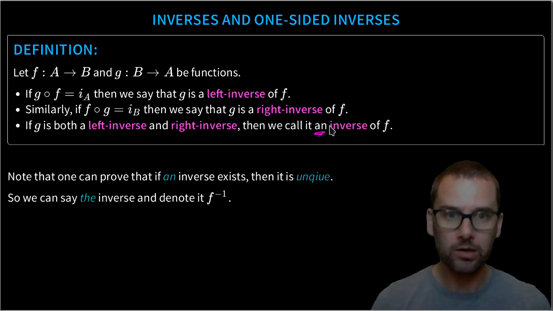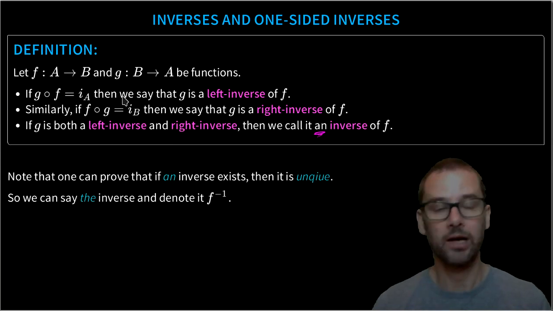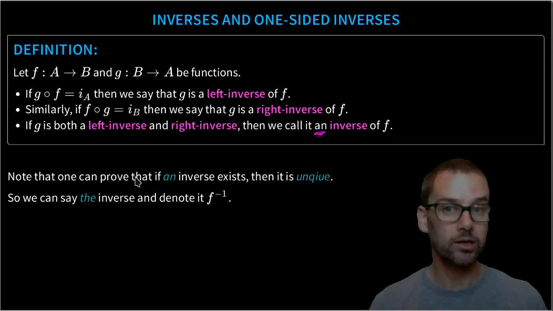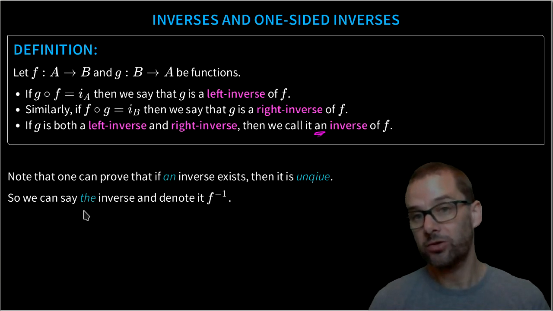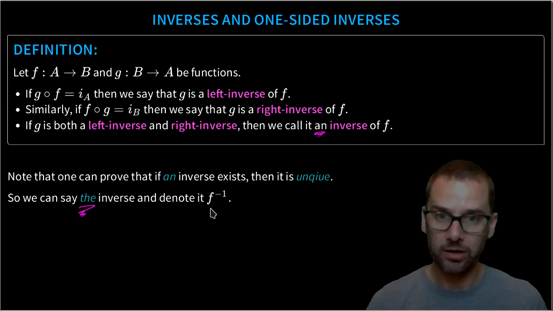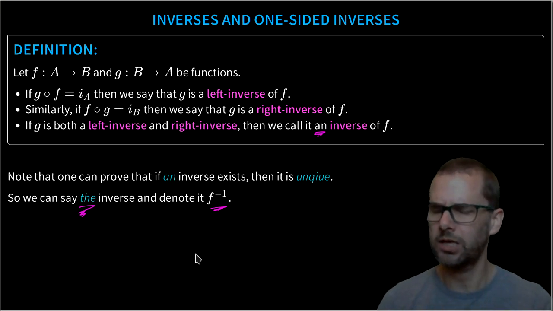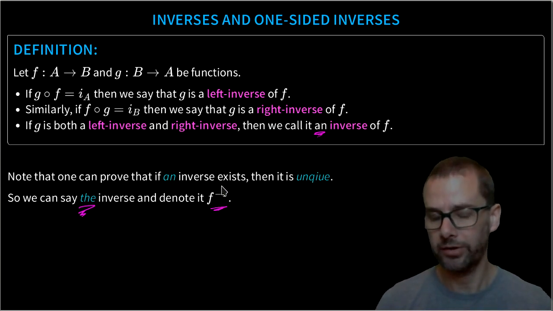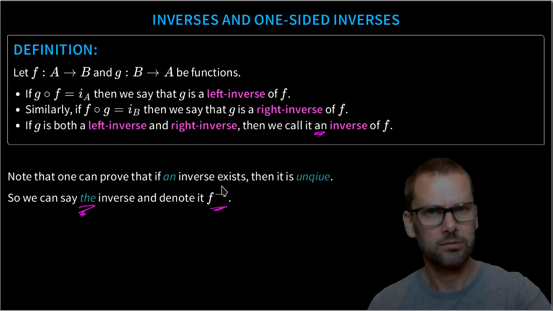So at this point, we only know that if g is both a left and right inverse, so that composing either way around gives you the identity, then we'll call it an inverse of f. And then in a little bit we'll prove that if an inverse exists, then it is unique, which means that we can sensibly talk about the inverse and denote it by f to the minus 1, using that same notation as preimage, which is a bit annoying, but it's the notation we're stuck with. So when we know it's an inverse, this thing that we use to denote the preimage will denote the inverse function.